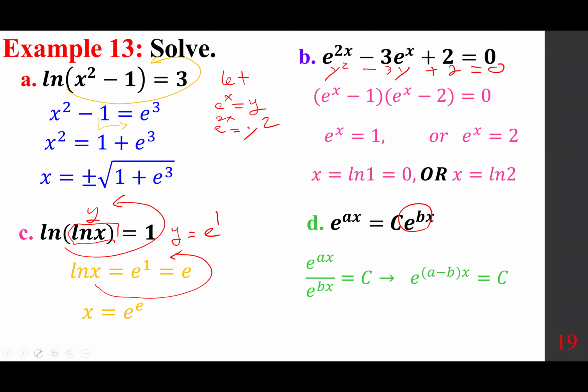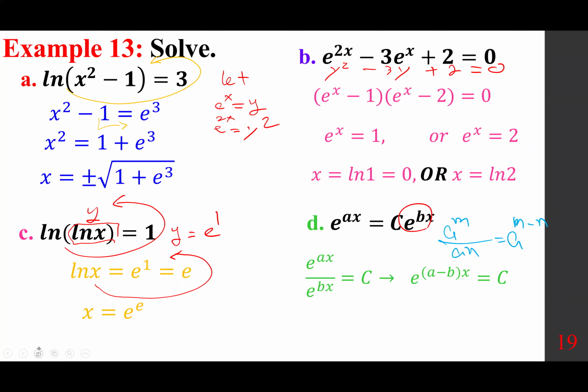In other words, I'm using this: a to the power of m over a to the power of n, in this case it's division, is a to the power of m minus n. The quotient rule. So that's exactly what we get.